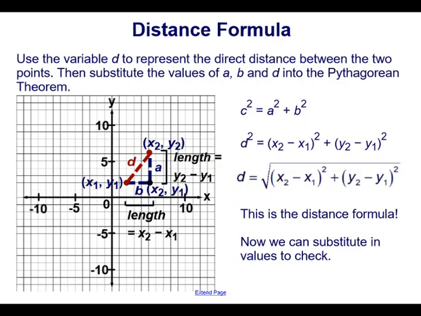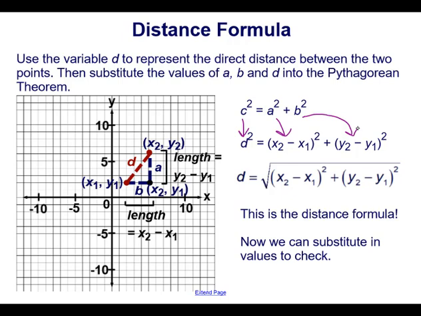So now, since we know the values of A and B, we'll use the variable D to represent the direct distance between the 2 points. It's basically like instead of using C for the hypotenuse, we're using the variable D to represent the direct distance between the 2 points. And now we can substitute in the values of A, B, and D into the Pythagorean theorem. So instead of c squared, it will be d squared. Instead of a squared, we're using our expression of x2 minus x1, so it'll be x2 minus x1 squared. And instead of b, it'll be y2 minus y1 squared.